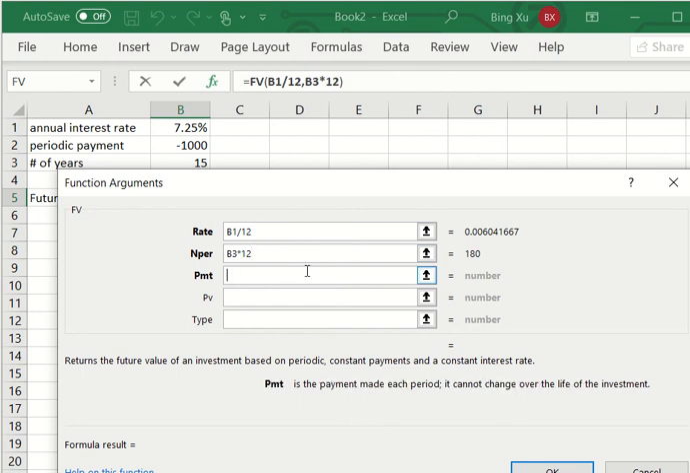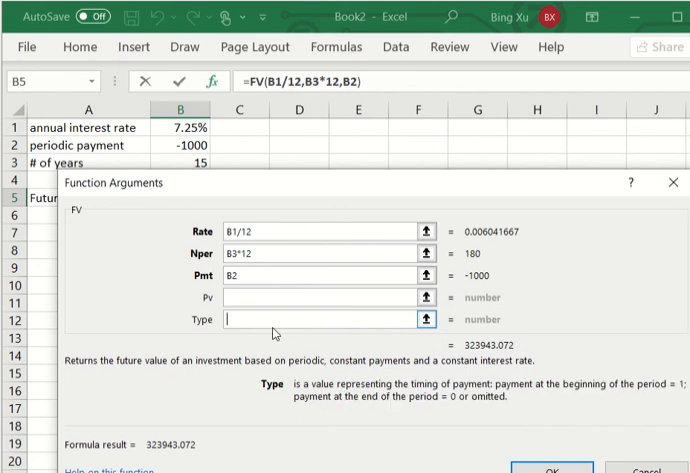Okay, payment here is B2. This is the periodic payment. So I'll put B2. The PV here represents the present value. The present value is 0, so it's kind of default. We don't have to put anything.